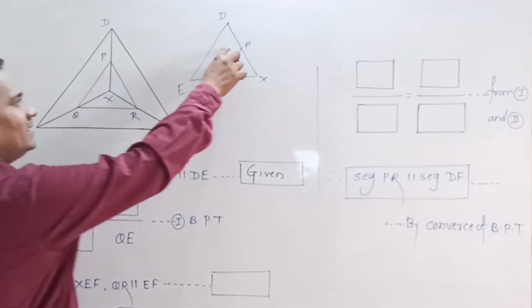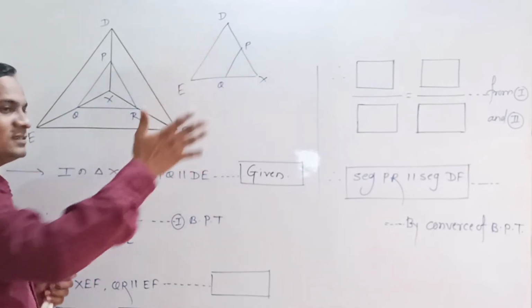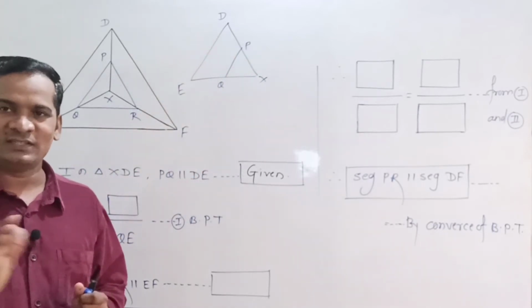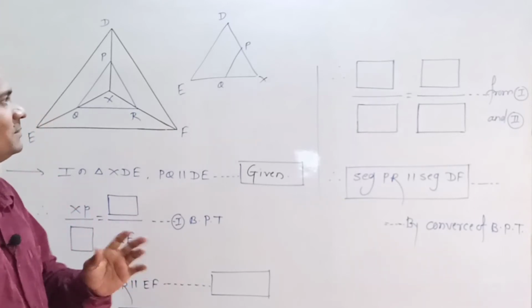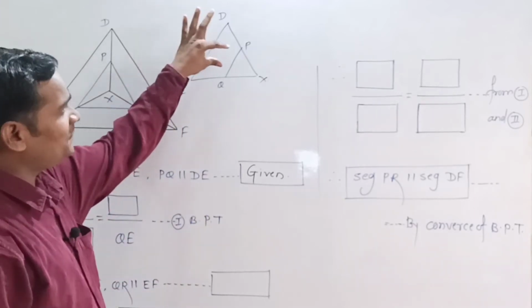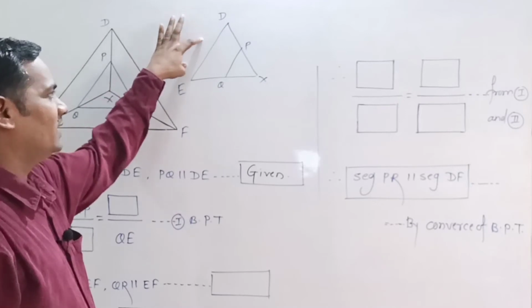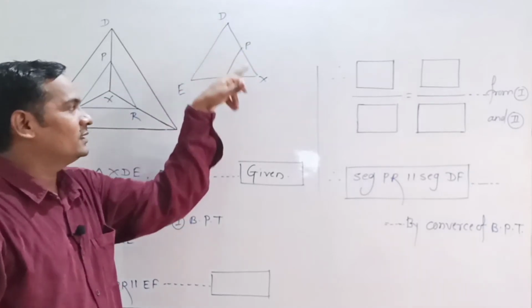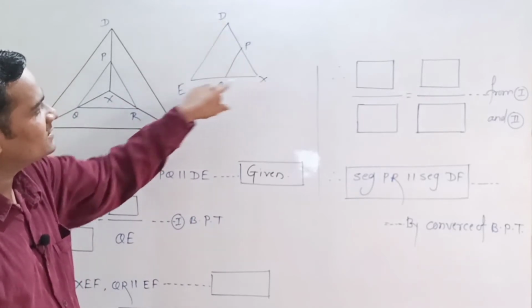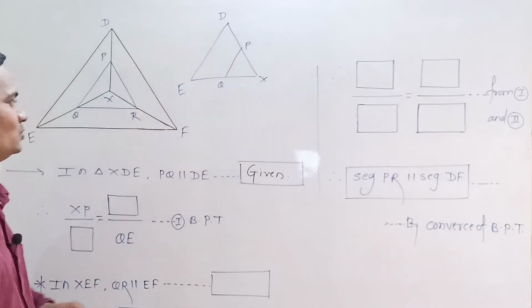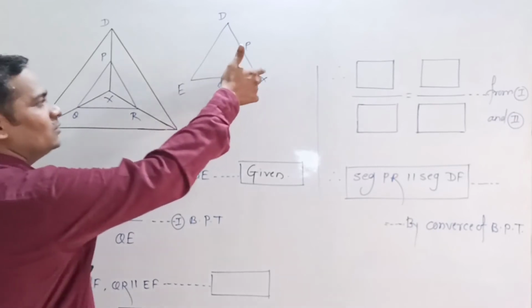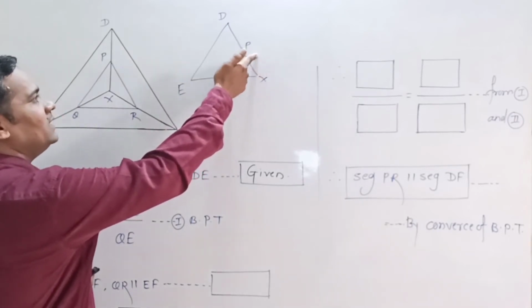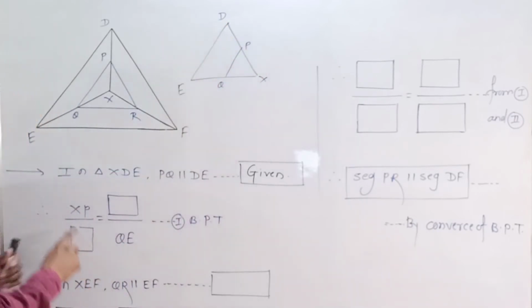Now if this line is parallel to DE, that means we have to use the basic proportionality theorem. Now what is that basic proportionality theorem? If a line parallel to a side of a triangle intersects the remaining two sides in two distinct points, then the line divides these sides in equal ratio. Now which is the first ratio? We have to start from this XP upon PD. So look at here, XP upon PD.